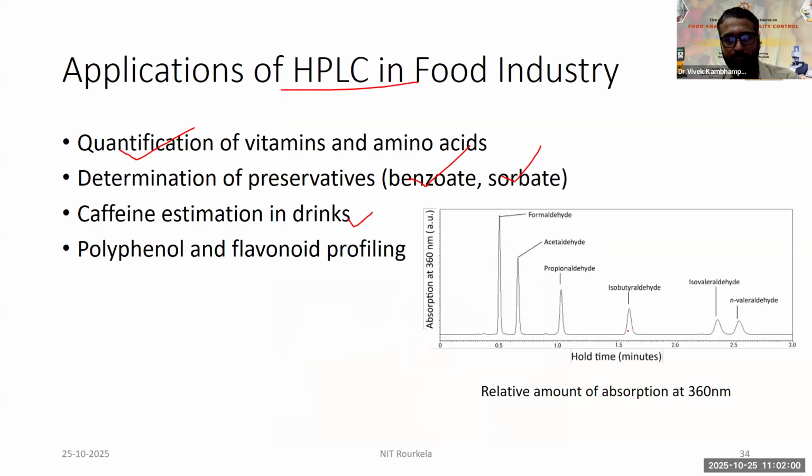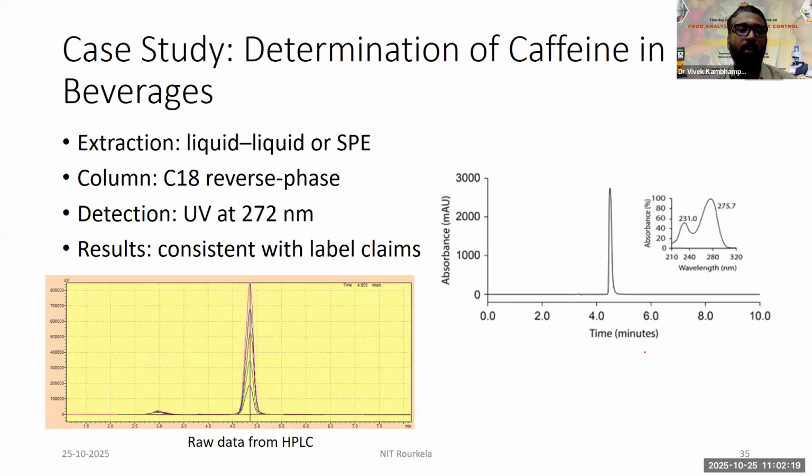Like this, you will get peaks like this, with different retention times. Based on the standard, you can identify at this particular retention time what the compound is. Here, the UV visible spectrometry detector is used. Absorption at 360 nanometer was used. This is how you will get the result in HPLC.